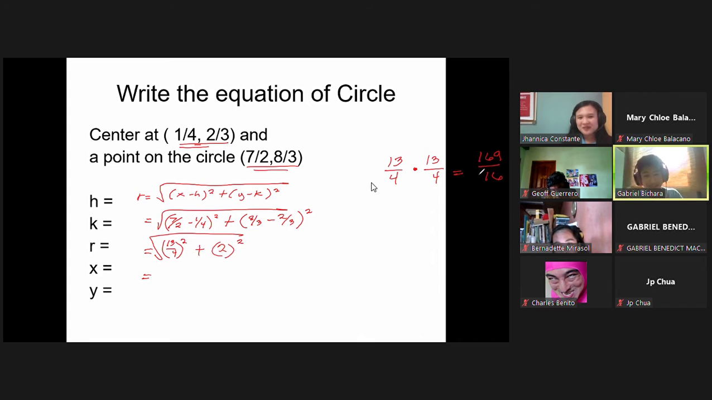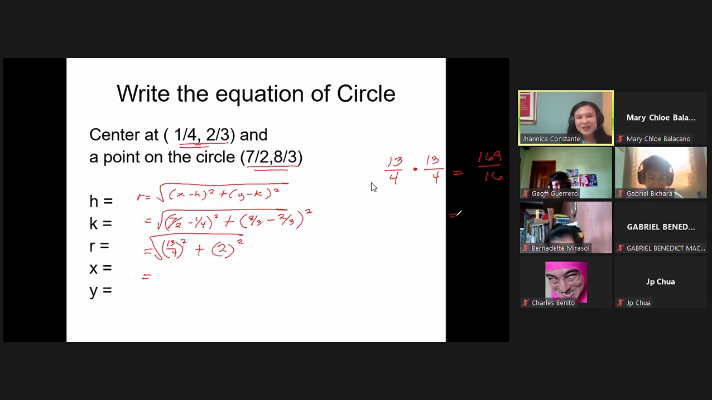You divide it, turn it to a decimal. 169 divided by 16 is... just kidding, I don't know. What is the simplified form of 169 over 16?